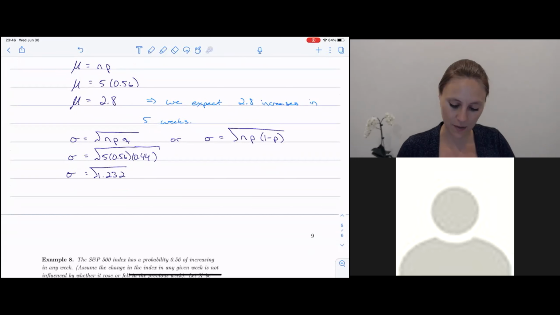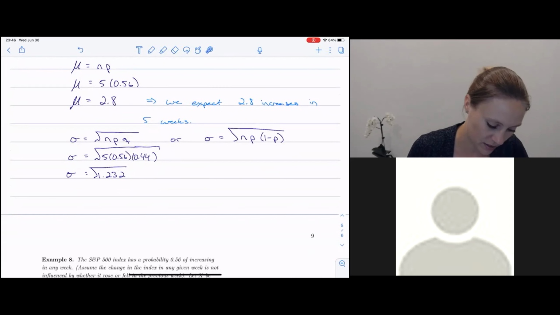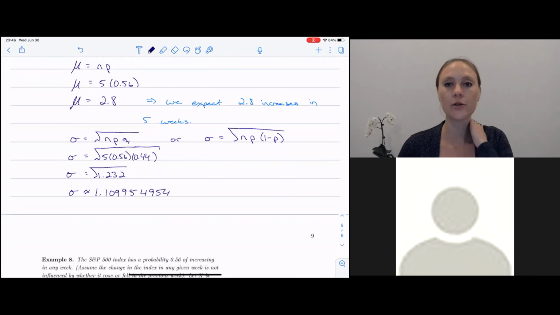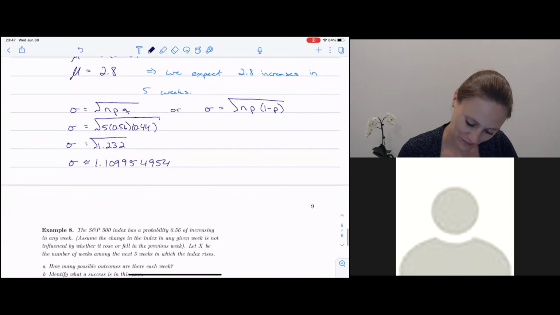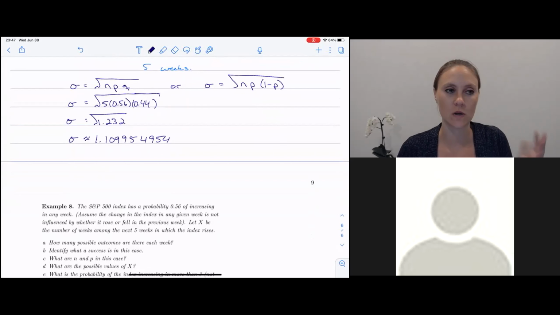I'm highlighting this step because often the problem that people have is they forget to take the square root. They do this multiplication and then forget the square root. So once you square root it, I'm getting a sigma of 1.109954954. And you can round that to whatever it tells you to round it to. Maybe 2 decimal places, 1.11. Nice. But it doesn't specify and we're not using it, so I'll just leave it.